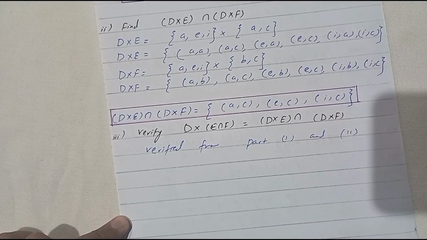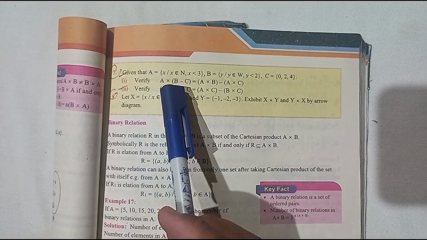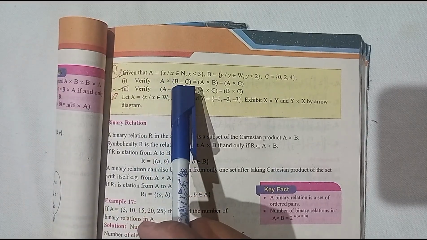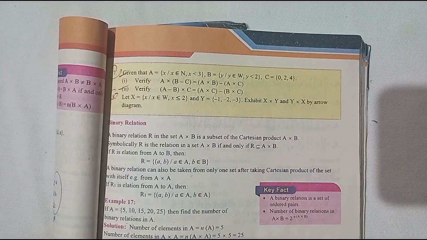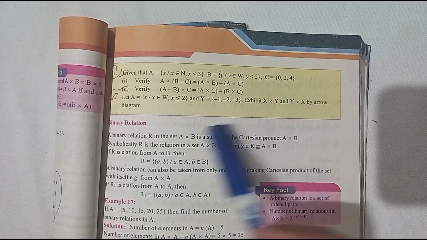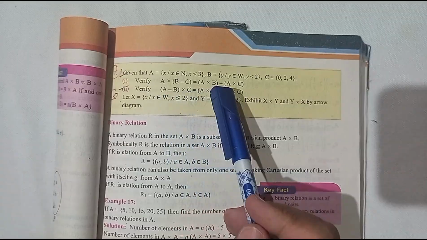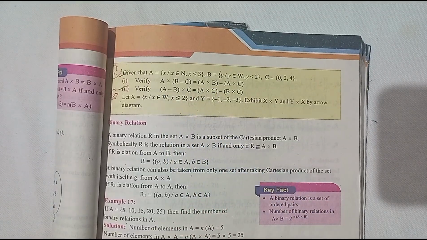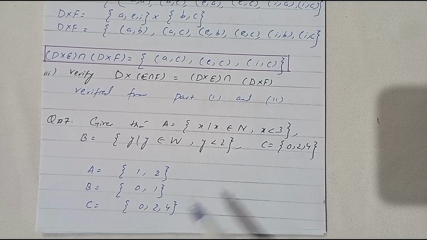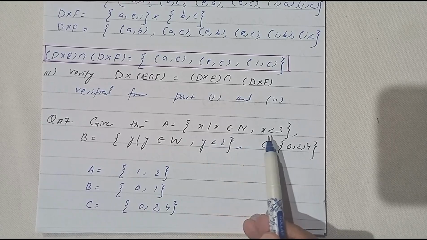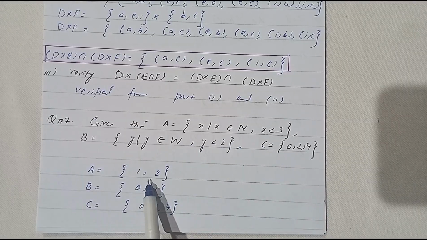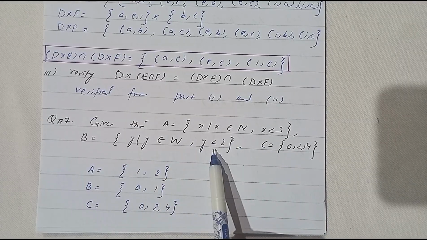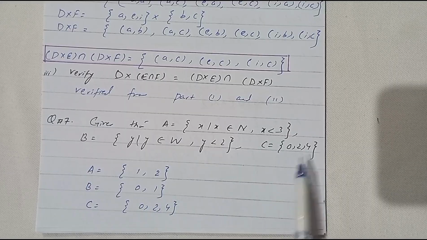In question number 7, given that the set A in set builder form is x such that x belongs to natural numbers and x is less than 3, B is y such that y belongs to whole numbers and y is less than 2, and C equals 0, 2, 4. Verify the first property: A cross (B minus C) equals (A cross B) minus (A cross C). So here we first write the elements in set form. Natural numbers start from 1, so the elements in A are only 1, 2. In B, whole numbers less than 2 are 0, 1, and the elements of C are 0, 2, 4.